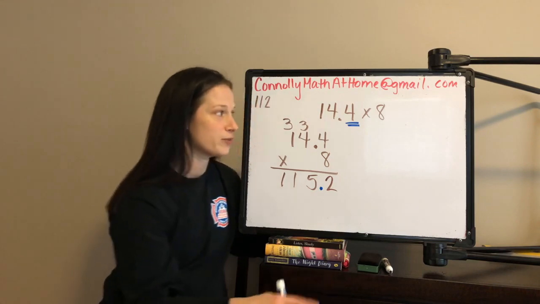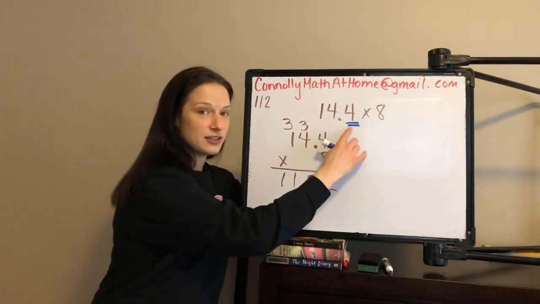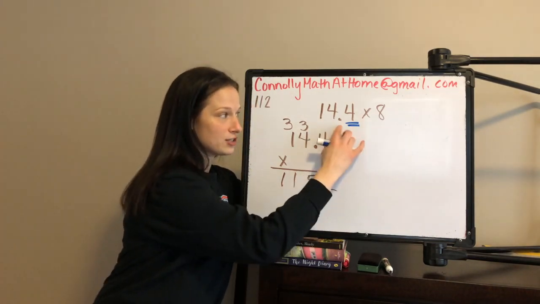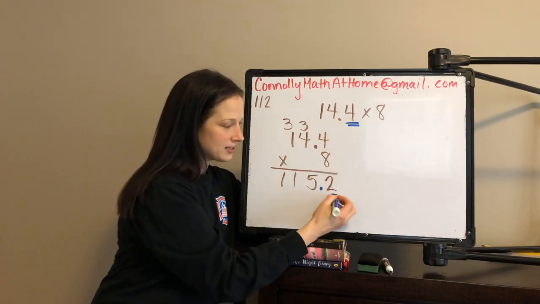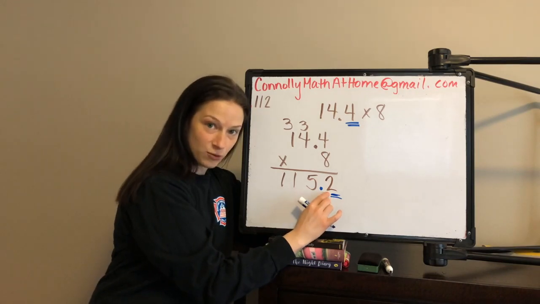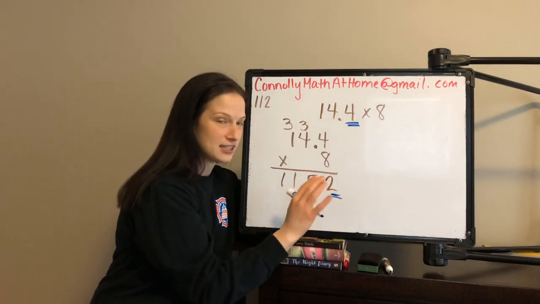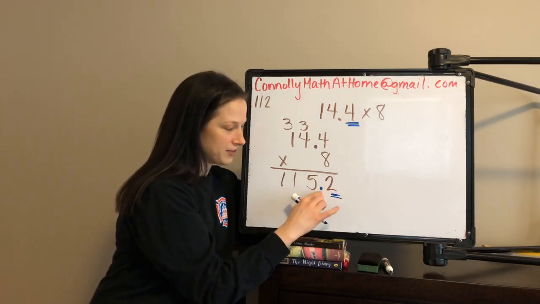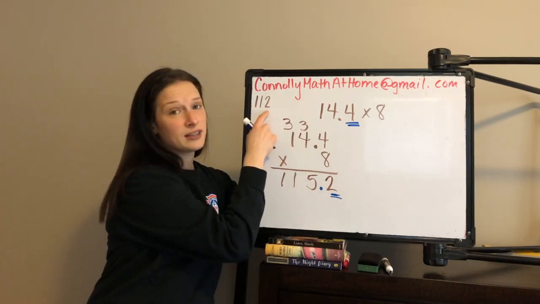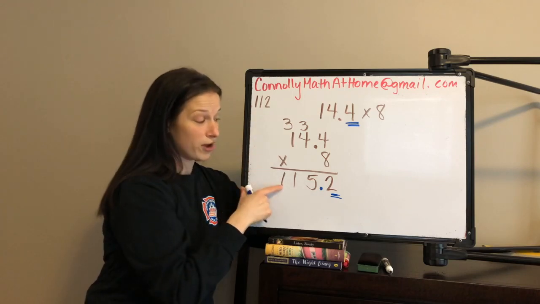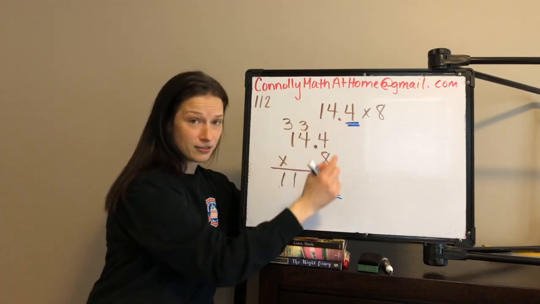This time I'm going to do 4 just to show you all the situations. So I counted, in both factors, there's 1 digit to the right of the decimal. So in my product, there's 1 digit, I'm going to stick with the word digit, 1 digit to the right of the decimal. It's important though that you knew that your answer should be close to 112. It's a little higher because I rounded down.